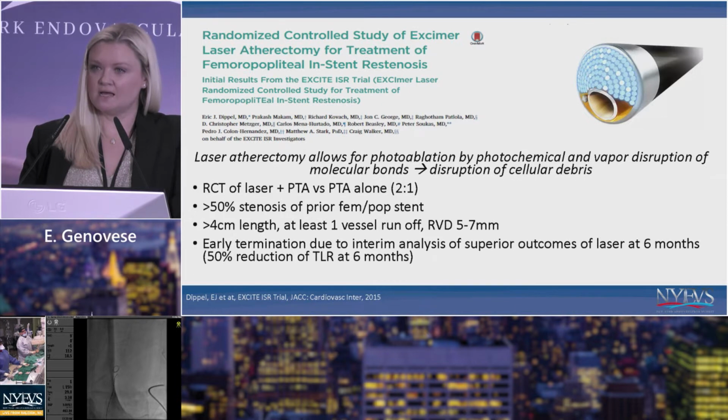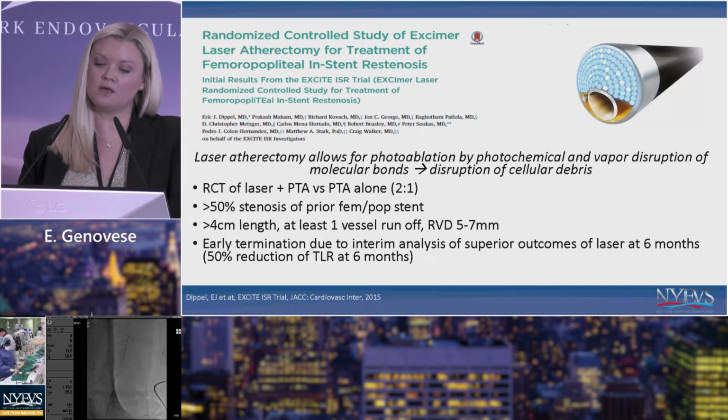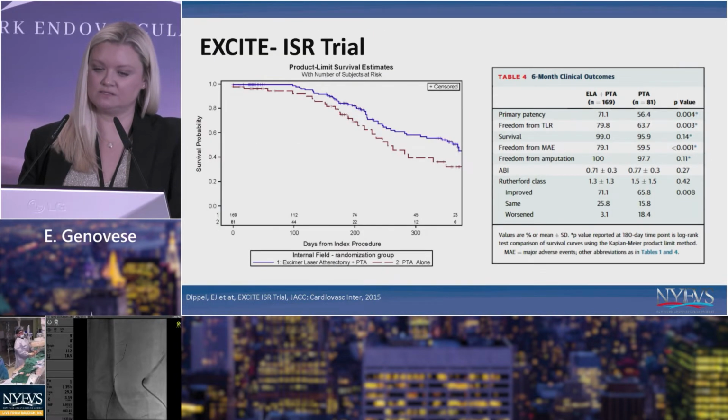So the EXCITE ISR trial is a pretty pivotal trial in that it was a well-designed trial. It was a randomized controlled trial, laser versus POBA alone in a 2-to-1 ratio. The length had to be at least 4 centimeters with at least 1 single vessel runoff, and this was actually terminated early because of the superior results you got with laser atherectomy compared to POBA alone, with a 50% reduction of TLR at 6 months.